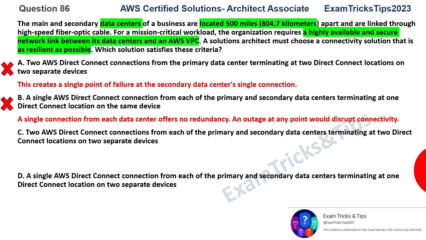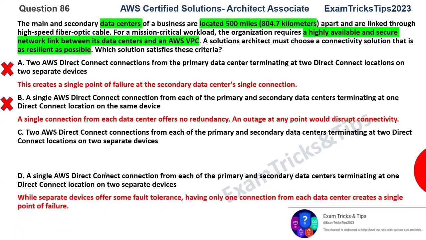Option D says, let's have a single Direct Connect connection from each of the primary and secondary data centers, and it will terminate at one Direct Connect location on two separate devices. So at least at the destination, you have two separate devices, which is good. But from the source perspective, you still have both the primary and secondary data centers having one single Direct Connect connection. So option D is also wrong.